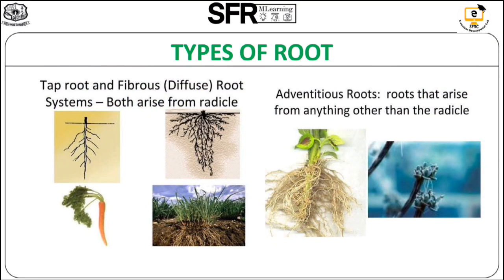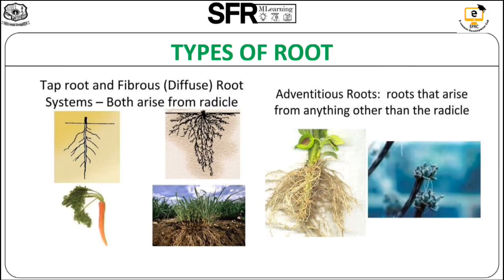Okay, now you can see the types of root. What are all the types of root? You can see the taproot and the fibrous root or diffuse root. In some plants we can see the taproot system, in some the fibrous root system, and in some the adventitious root system. I told you about the adventitious roots first, isn't it? They are the roots which arise from any part of the plant other than the radicle.